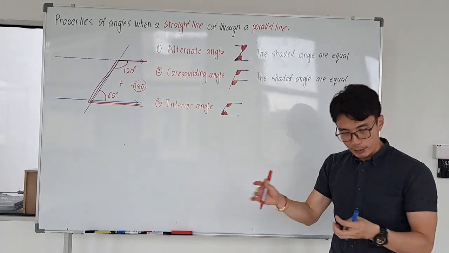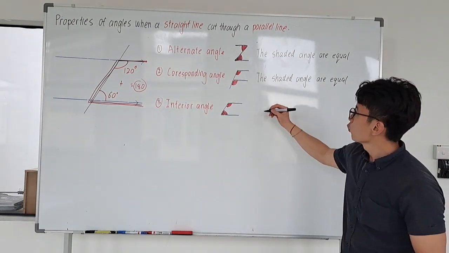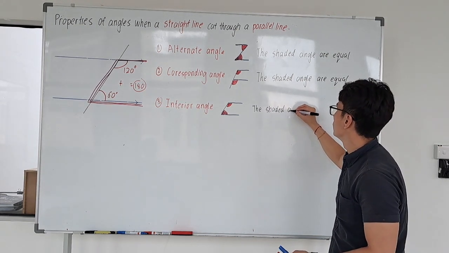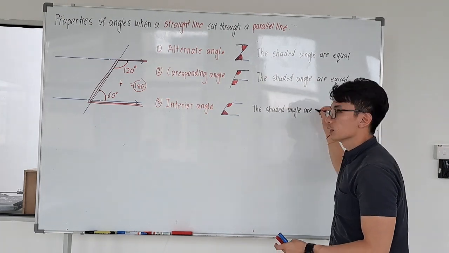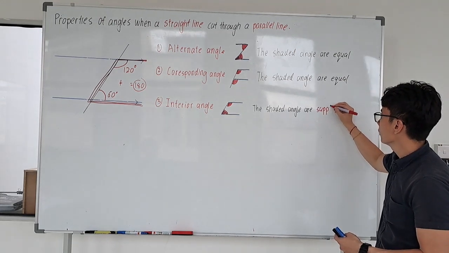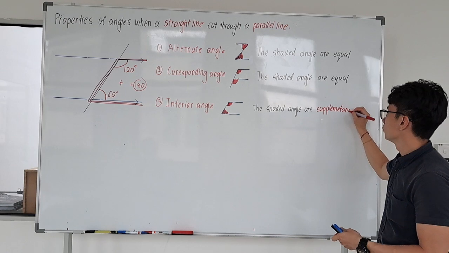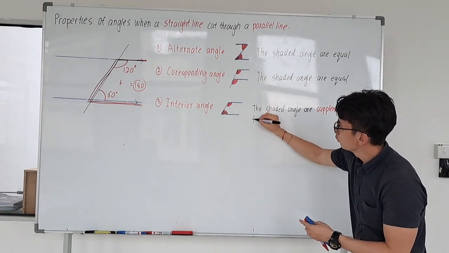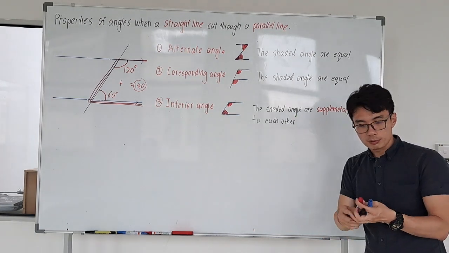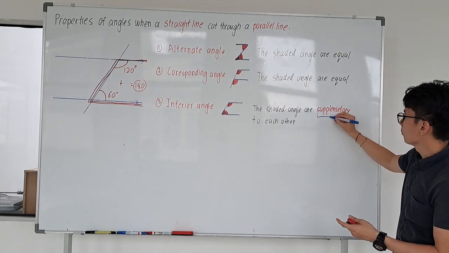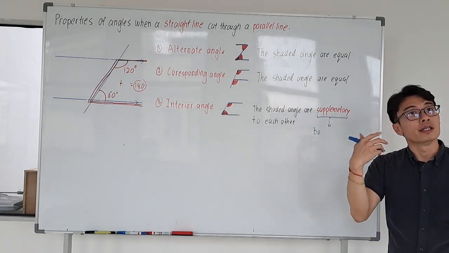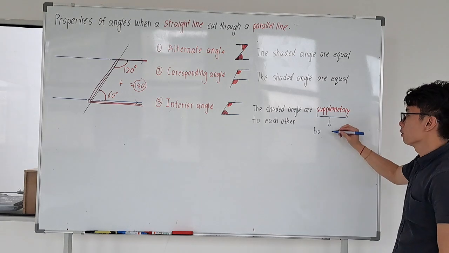So we have a special term for this. So I'm going to write this down now. So we say the shaded angles are supplementary to each other. All right? The special word over here is supplementary. Okay, to each other. Now, what does the word supplementary means? This word supplementary basically means both angles, they will add up to 180. That is what the word supplementary means, right?